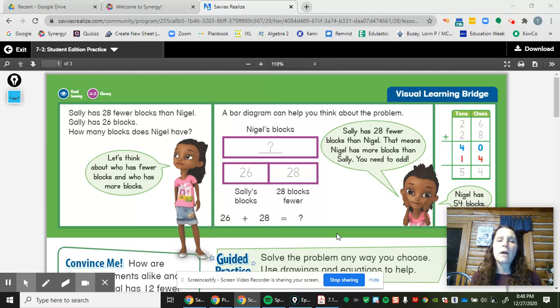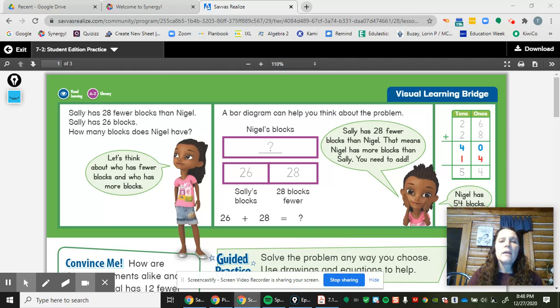Yesterday, we learned how to write an equation, and we learned that we could put a question mark in the equation for the unknown. And then we look to see if we have a whole and a part, or if we have a part and a part. And remember, if we have a whole and a part, we subtract. If we have part and part, we add.